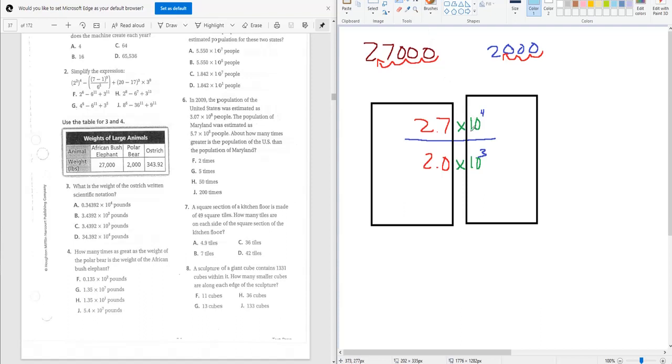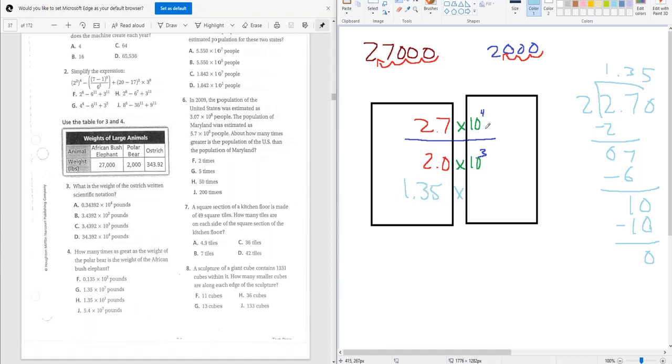Okay, where's my pencil? There we go. So 2.7 divided by 2. Oops. That should not be a 6. It should be a 3. This is 6. So I just divided them. So I got 1.35.